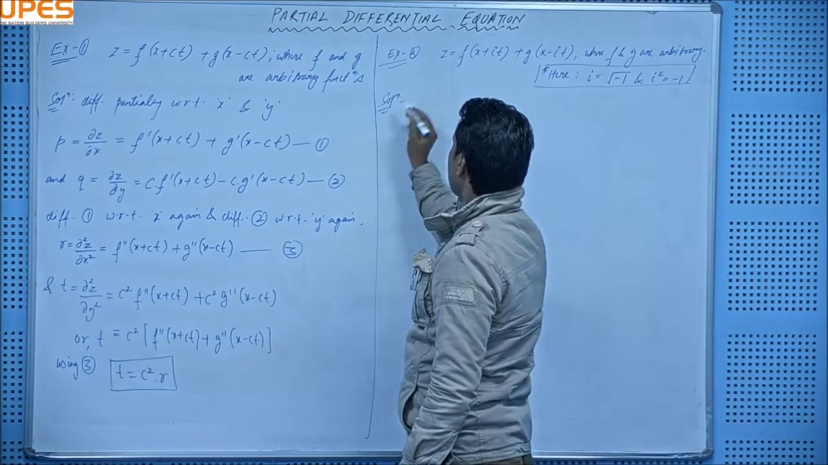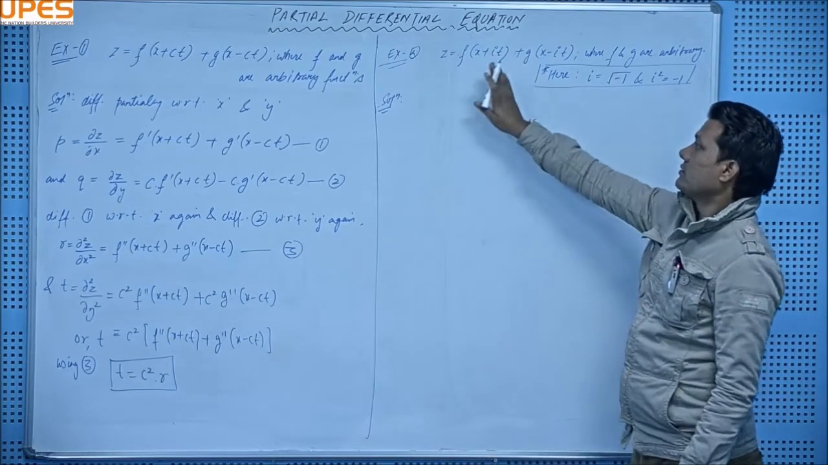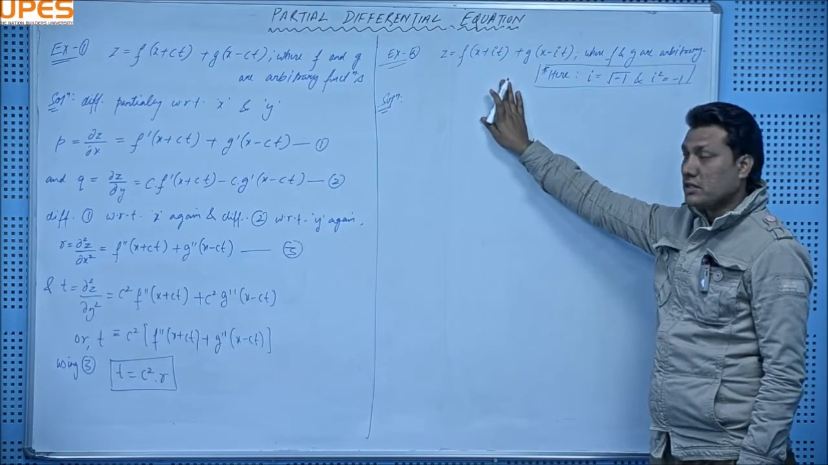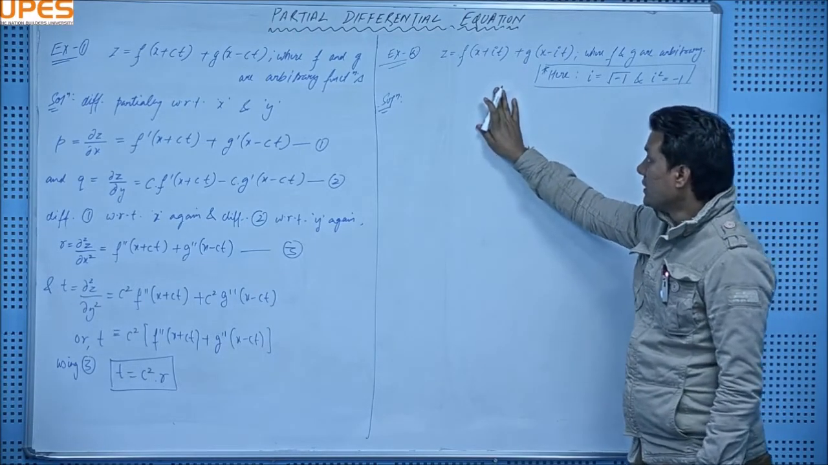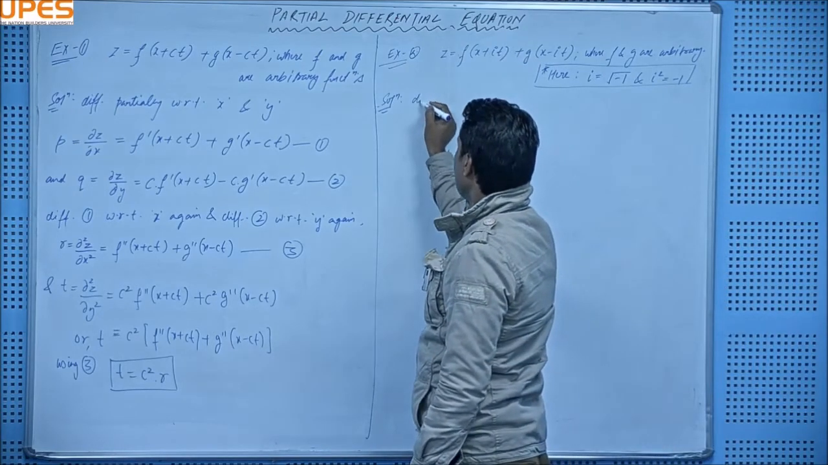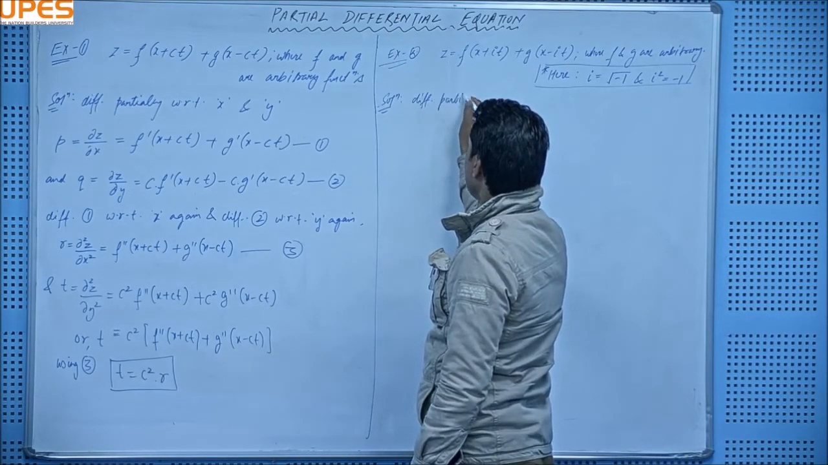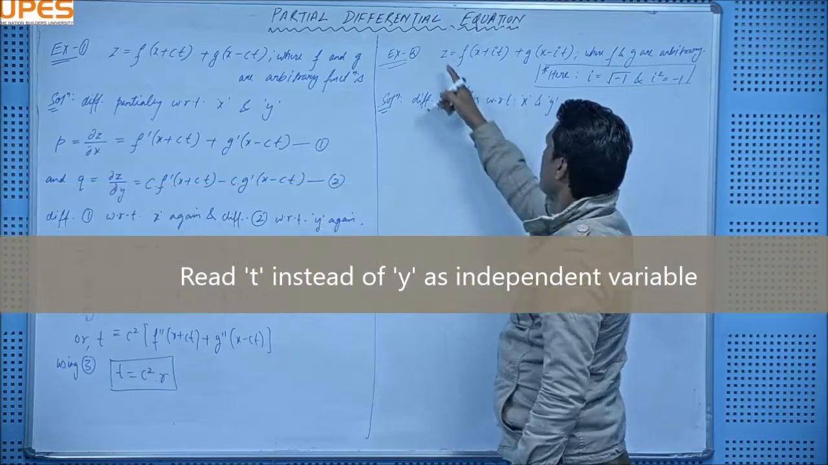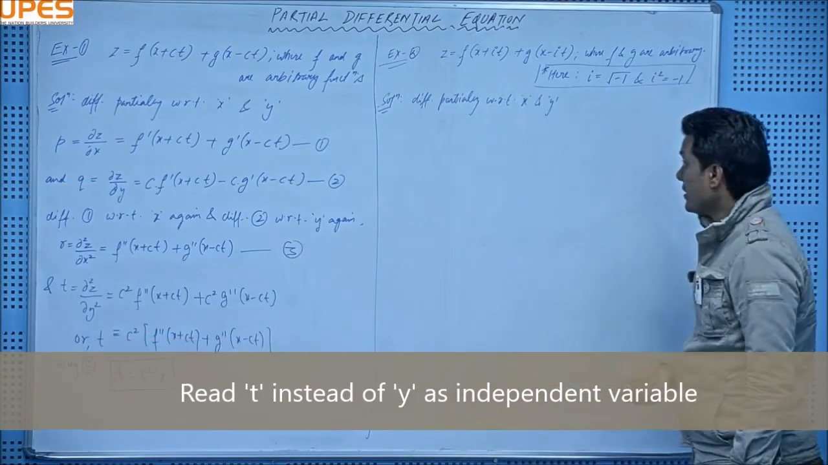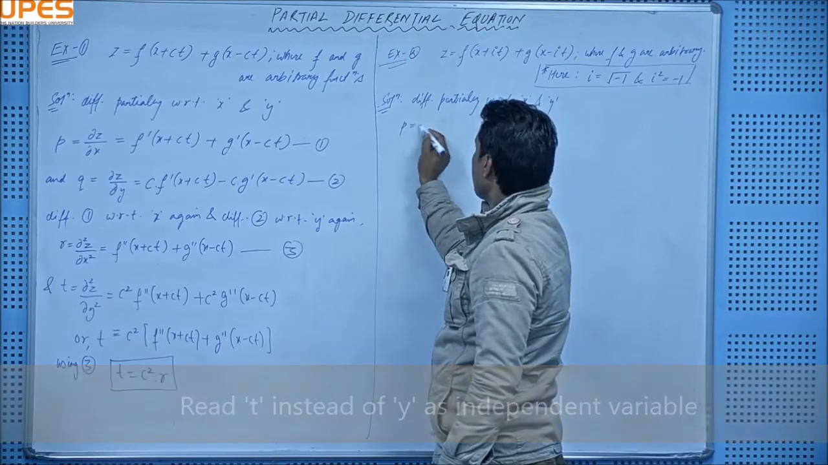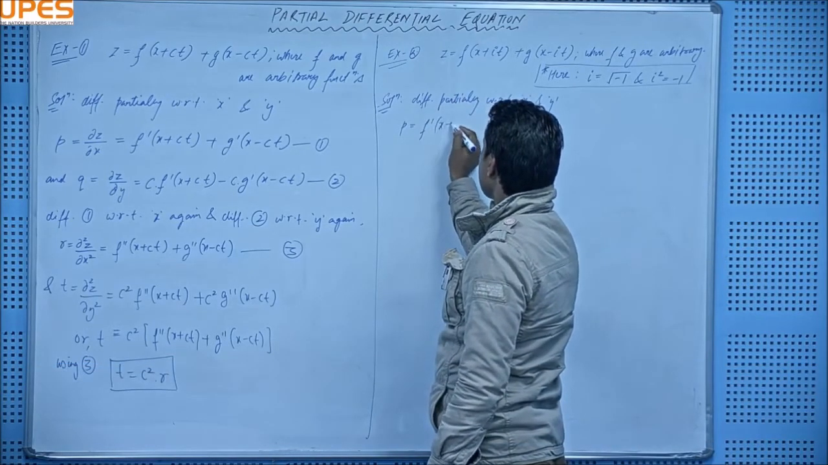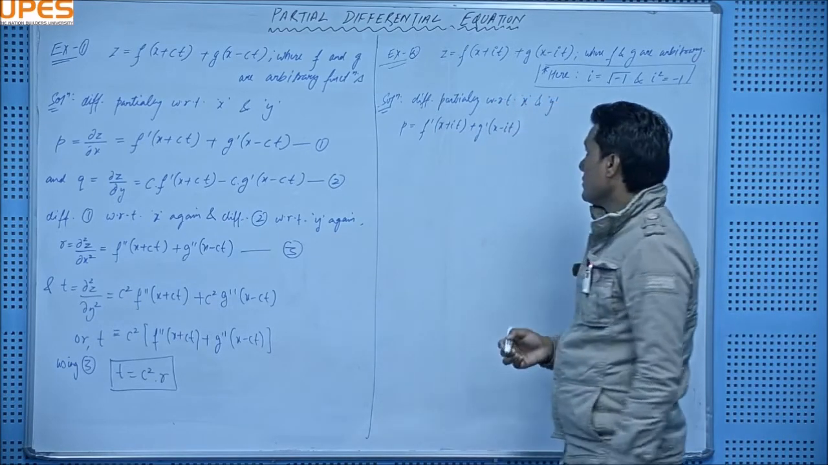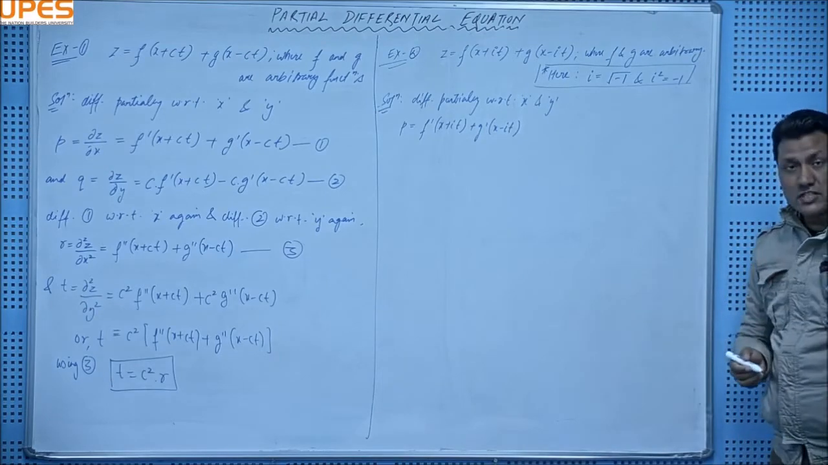Solution. First, notice how many arbitrary functions are there. F and g are two arbitrary functions, and those have to be eliminated by differentiating partially. So I start by differentiating partially with respect to x. It will produce del z by del x. May I write it as small p? P is equal to f dash (x plus iota t) plus g dash (x minus iota t). So this is the first partial derivative with respect to x.